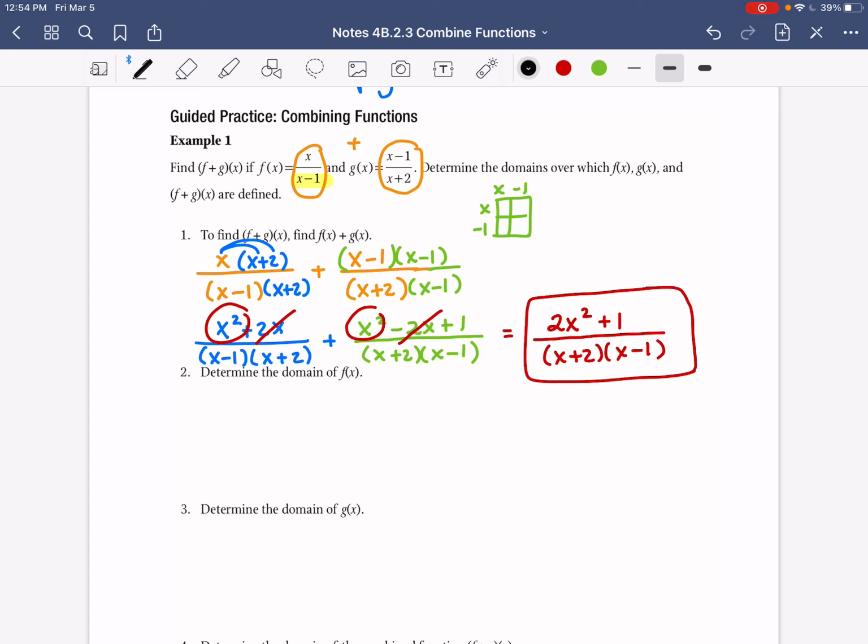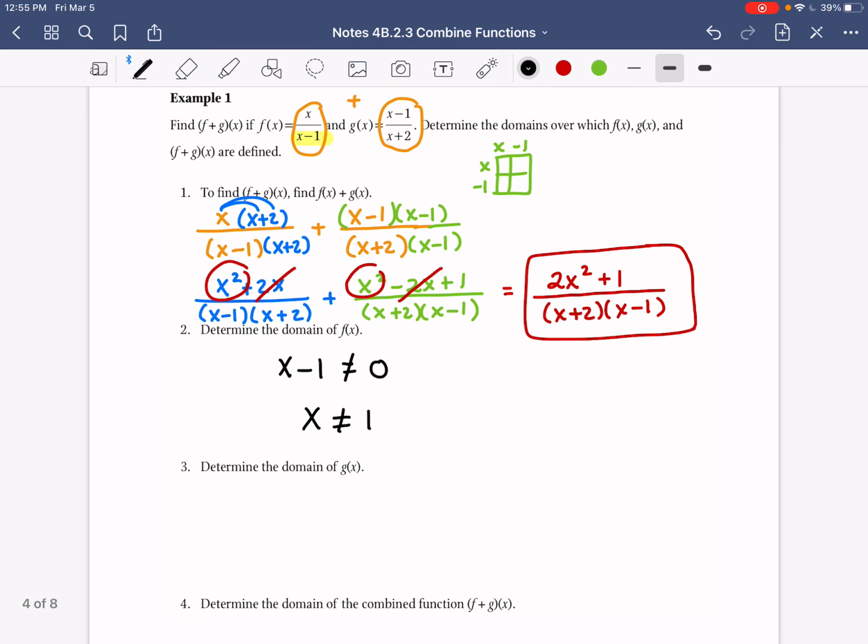So my first, it says determine the domain of f of x. Well, you look at your denominator, x minus 1, you basically just set it equal to 0 and say x can't be that. So x cannot be equal to 1. And then for domain of g of x, you look at your denominator, it says x plus 2, you set that equal to 0 and just say x cannot be equal to that.